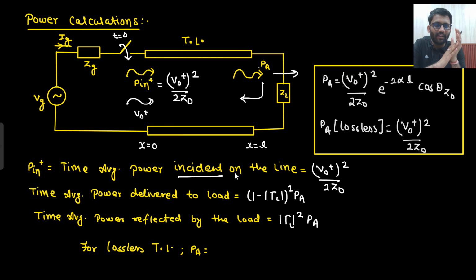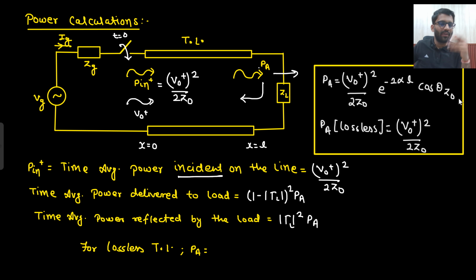What all we have studied till now. Just as the switch is getting closed, V naught plus is generated. V naught plus whole square divided by 2 Z naught, that much power is incident on the transmission line. Now this is traveling through the transmission line. If it is a lossy medium, though in your questions I am sure they will give a lossless medium, but even if it is lossy, how will it reduce its amplitude?